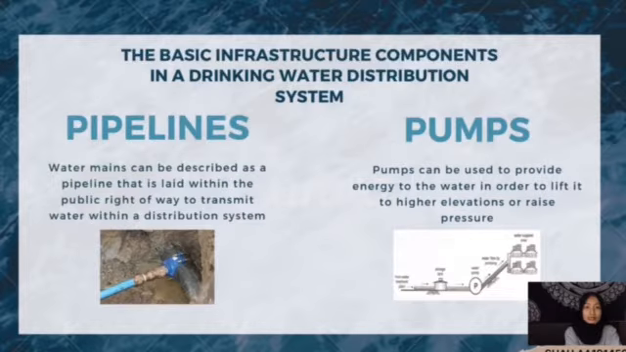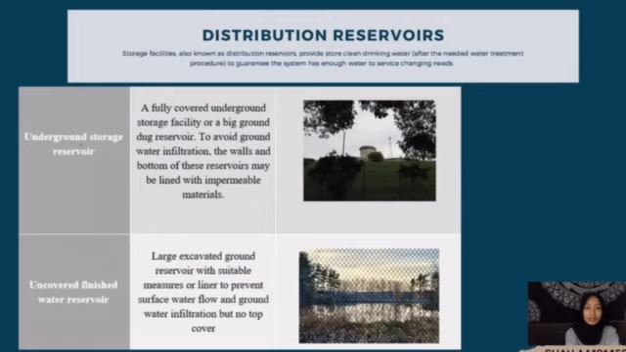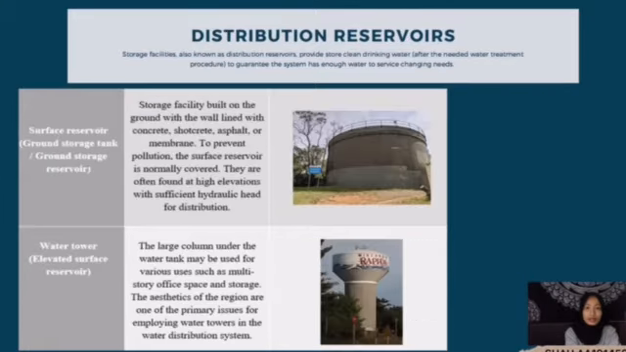The basic infrastructure components in a drinking water distribution system are pipelines, pumps, and distribution reservoirs. Distribution reservoirs are classified as underground storage reservoirs, uncovered finished water reservoirs, surface reservoirs, and water towers.